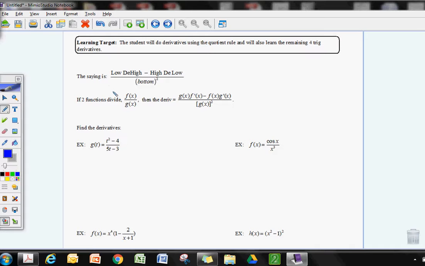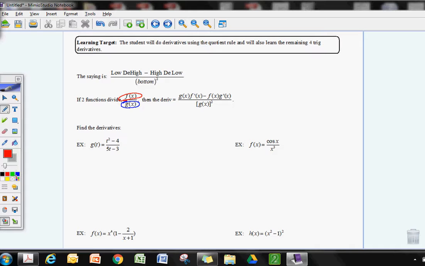So this is the little song I've been singing lately. Low D high minus high D low, square the bottom, and away we go. Okay, so what does that mean? Low is the function that's on the bottom because we're dealing with division. High is dealing with the top function. So low D high, derivative of the top, minus high D low, derivative of the bottom, square the bottom, and away we go.